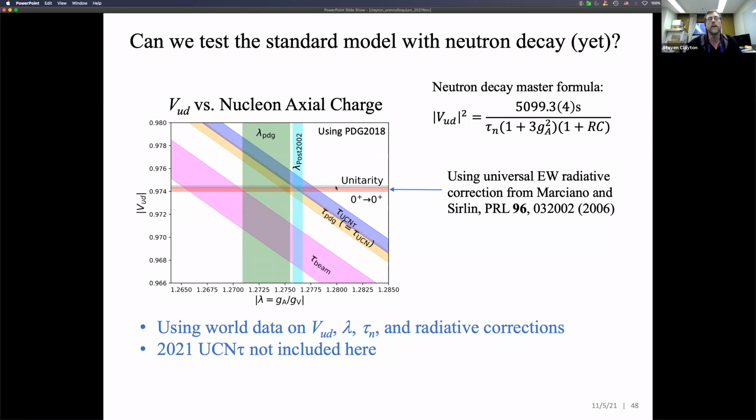This is just assuming unitarity is correct. And so the lifetime based on this curve, so you have a constant lifetime, VUD versus this 1/(1+3 GA squared), it just looks like these diagonal bands for a given neutron lifetime. And I'll say in this plot, I haven't included the 2021, our most recent UCN Tau result. I just put our result separate here rather than the complete PDG result.